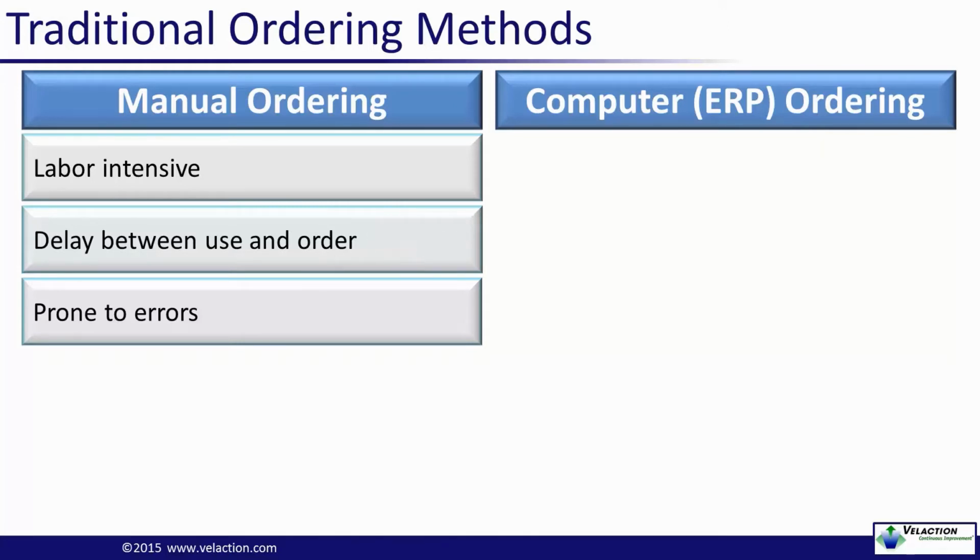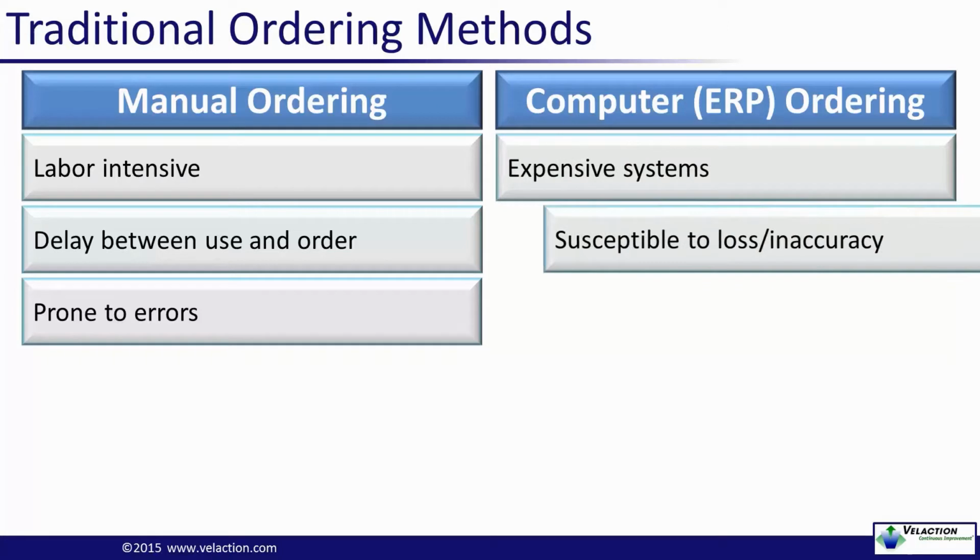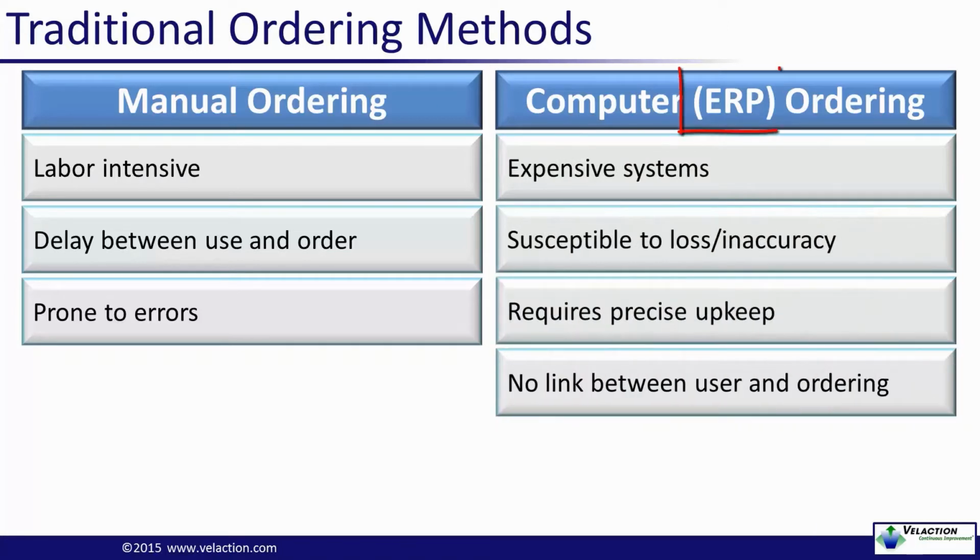Manual ordering is also removed from the process. There is nothing linking it to production in most cases. Variation in usage, whether up or down from the plan, is not visible in a timely manner to the person doing the ordering. These problems exacerbate the Goldilocks syndrome. Computerized ordering systems, namely ERP or Enterprise Resource Planning systems, have limitations of their own. The first, and the one I mentioned earlier, is that there can be a huge initial investment required to put an ERP system in place.